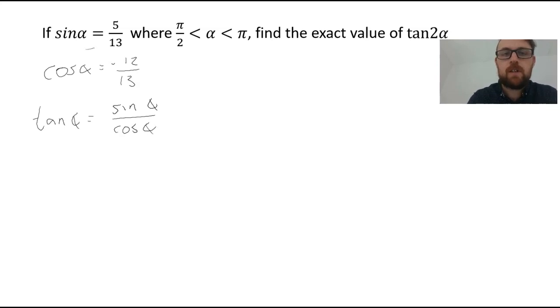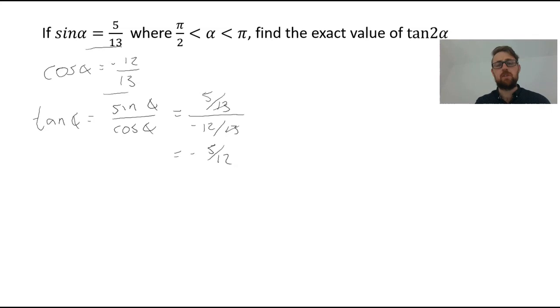All right, so we've got sine of alpha and we've got cosine of alpha. So it's going to be 5 over 13 divided by, sorry, negative 12 over 13, which is going to give me, my 13 is going to cancel and I'm going to end up with negative 5 over 12 for my tan alpha, which can be useful for our identity.